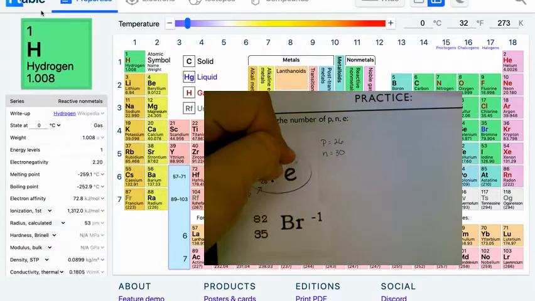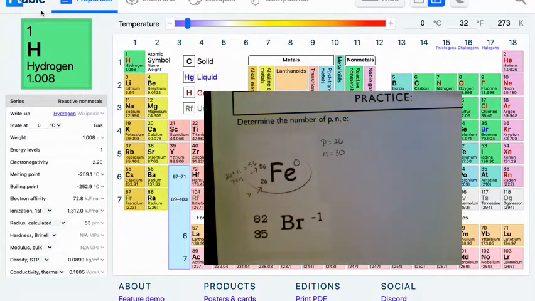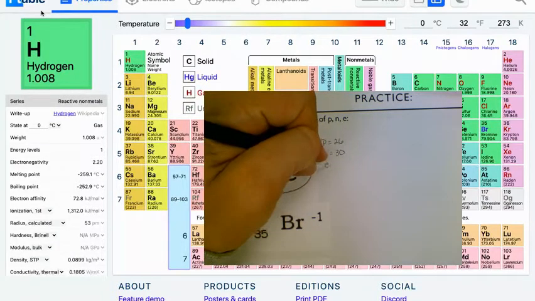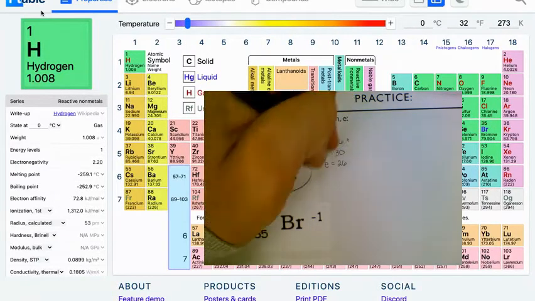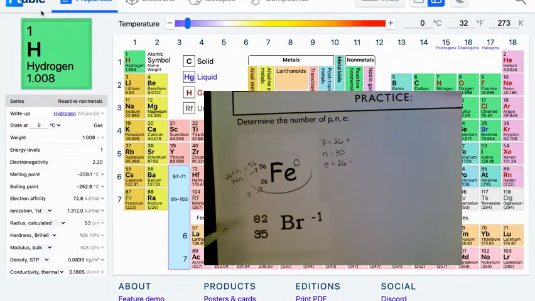And assuming, since I have no number here, my charge is 0, so my protons have to equal my electrons. And the reason being is because 26 positives equals 26 negatives. That would give me a charge of 0. So anytime my charge is 0, just remember, protons equal your electrons. Go ahead and try the next one.